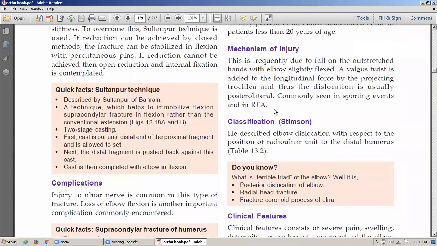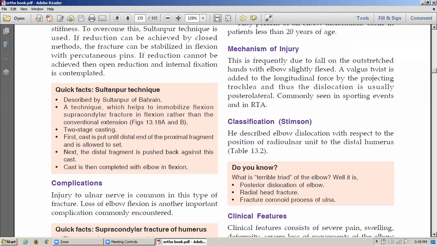Then the mechanism of injury is frequently a fall on an outstretched hand with the elbow slightly flexed. A valgus twist is added to the longitudinal force by the projecting trochlea, and thus the dislocation is usually posterolateral. It is commonly seen in sporting events and in road traffic accidents.